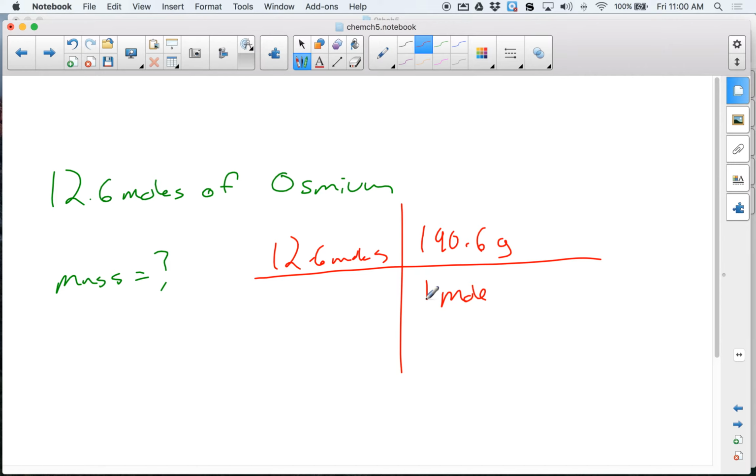Don't forget on the periodic table, all of these right here, I even put it up here so you don't forget, are in grams per 1 mole. So osmium has 190.6 grams for every 1 mole. We need 12.6 moles of it. The moles will cancel out. You multiply them together, and you get 2.396 kilograms. I did the conversion in my head because it's fun. So you should get 2,396 grams. Okay?